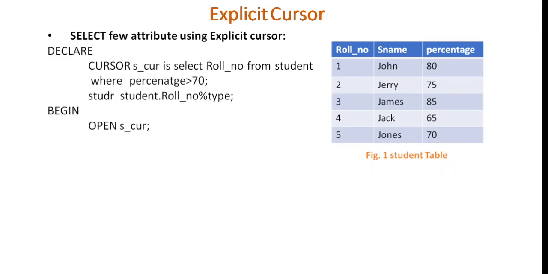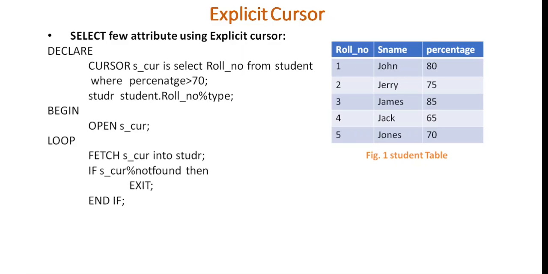Then in the begin section, it is the same. We first open the cursor, then the loop statement is here, then the fetch statement is here: fetch SQL into std. We are fetching cursor rows into that normal variable. And then if SQL%NOTFOUND, meaning no data is fetched by the cursor, then exit the block, otherwise print that roll number.